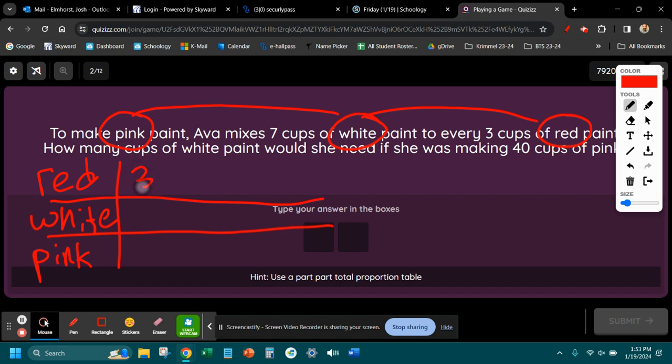So there's 3 cups of red, 7 cups of white, and a little mental math here. If you mix 3 cups with 7 cups, how many cups of pink? 10. So this is the given context information. Now it's asking about a prediction. What if you needed 40 cups of pink? What do you multiply each one of these by? Times 4, times 4, times 4.